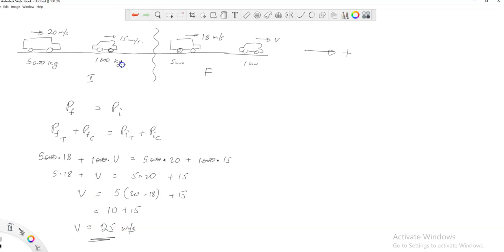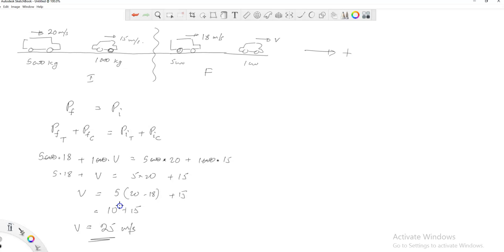The speed of the car instantly got increased by 10 meters per second, right? It becomes 25. It's quite a shock. So that is momentum conservation during collisions. Now, in a few steps, we can find what the final speed is.